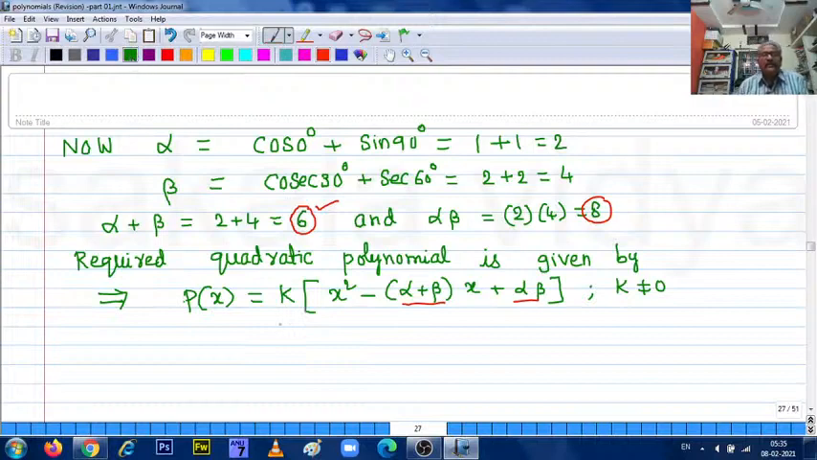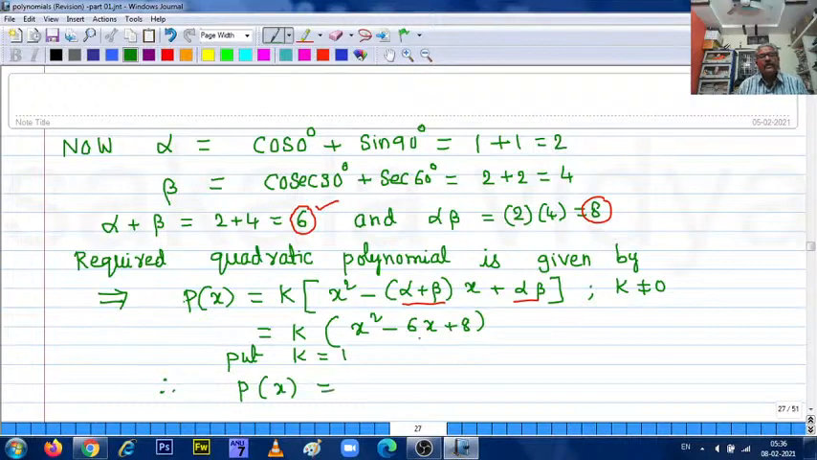Welcome. So this equals, we get k times x square minus 6x plus 8. So now put any value of k as per your interest, no problem. You can put 1, 2, 3, 4 except 0. k is equal to 1. So therefore we get p of x is equal to 1 into x square minus 6x plus 8. So the answer is x square minus 6x plus 8. This is the answer. So you might have understood.